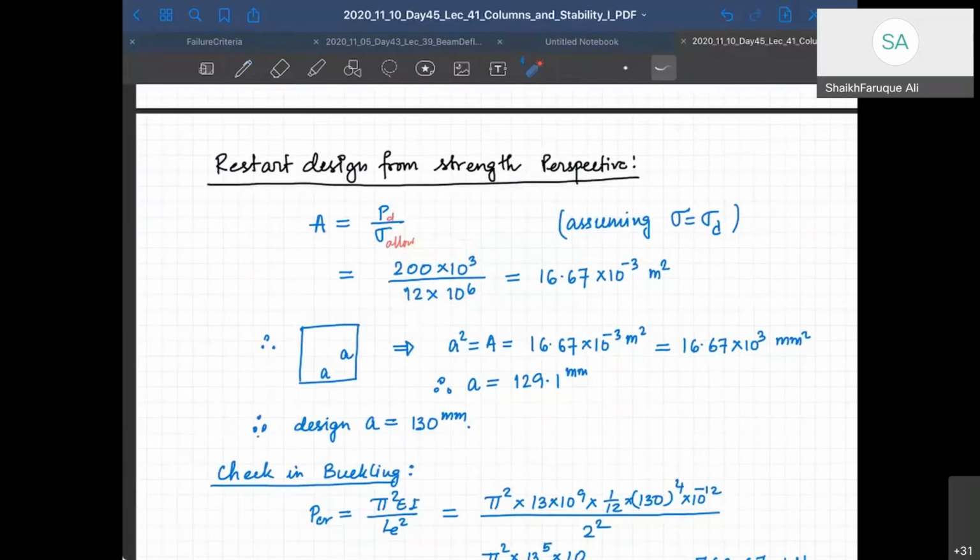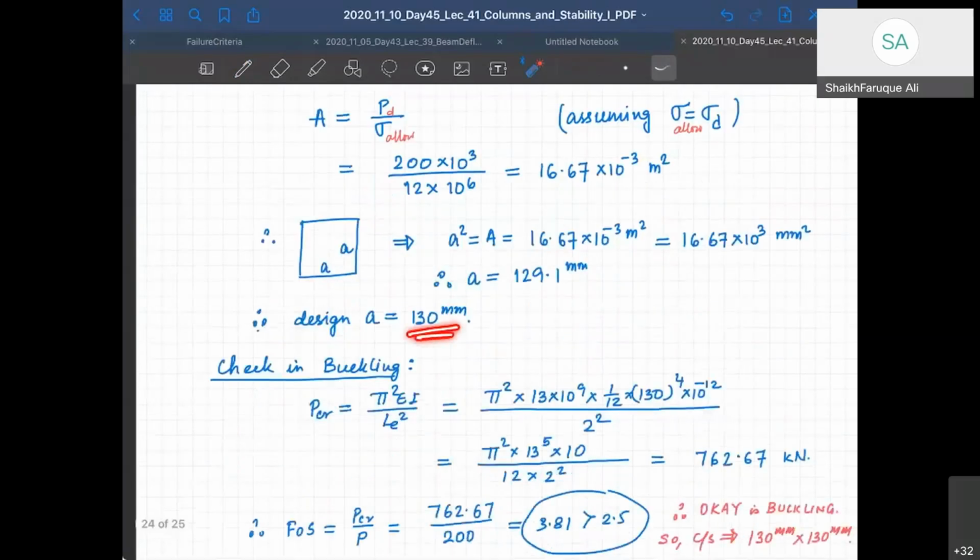You have to convert everything into the same unit, right? So don't make a mistake there. So here sigma D is equal to sigma allowable. Okay, so if I do that, I get 16 meter square as an area. So you can calculate your side. Each side is going to be 129. You cannot take 129, so we'll take a higher width. So we go to 130 mm, right?